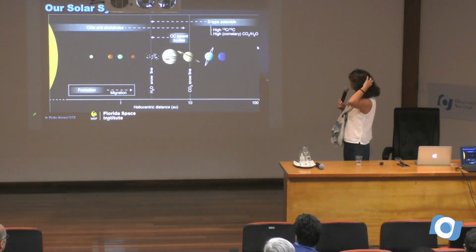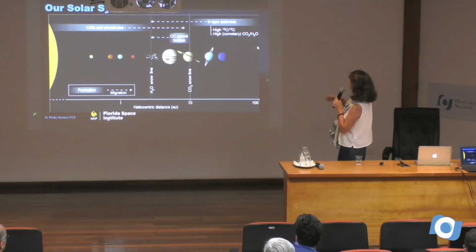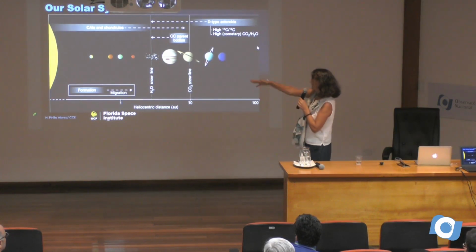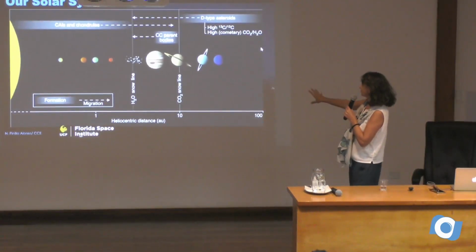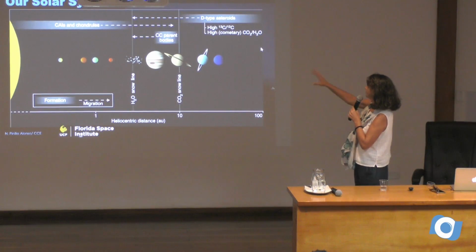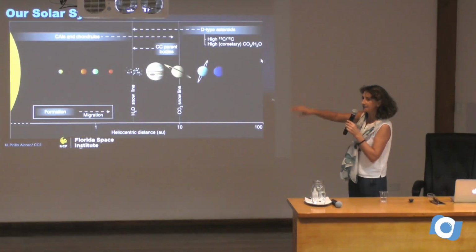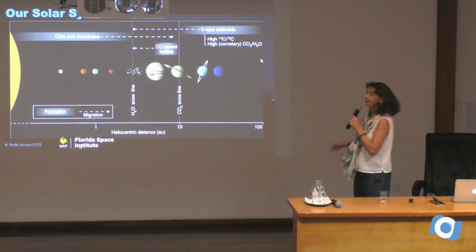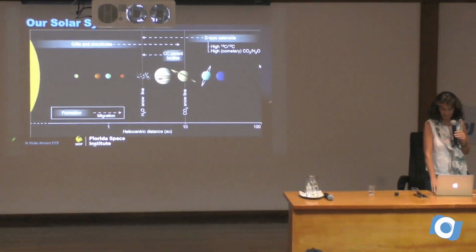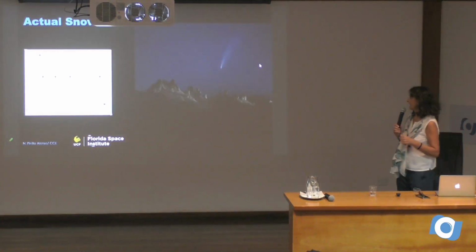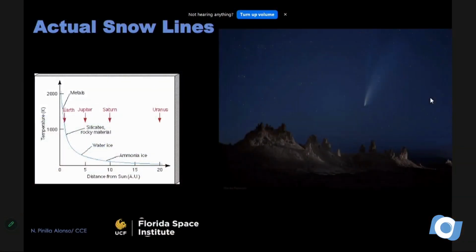Also, as we will see a little bit later, there are objects that formed in the outer parts and that migrate at some point or are scattered in, so they may have some indications of CO2 and H2O, even if they are in the inner region. And we will have some that formed inside and are scattered out, and different kinds of happy and funny events.